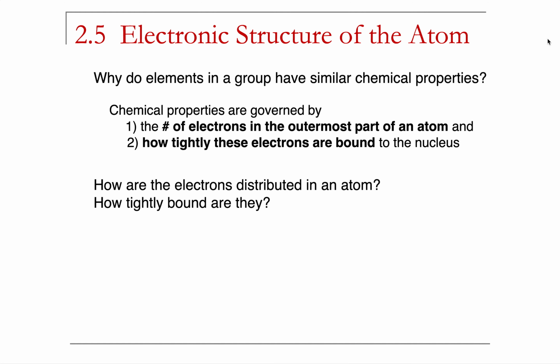So in this section, we're going to examine how the electrons are arranged in an atom, known as the electronic structure. Now, why do we care about that? Well, we need to know how the electrons are arranged so that we can understand the next two chapters, which are dealing with why atoms of one element will stick to atoms of another element to form bonds.